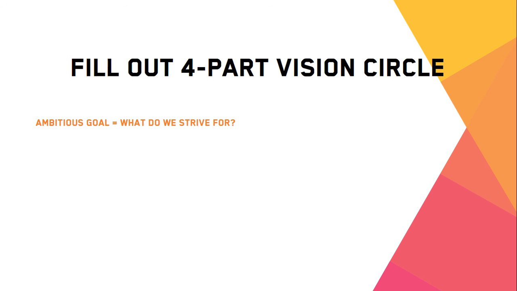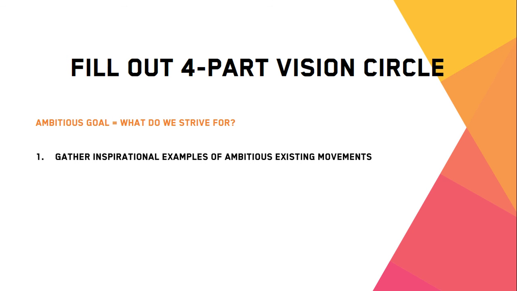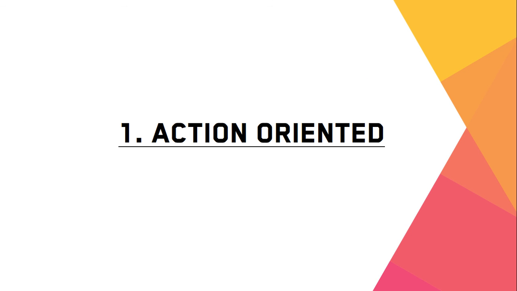And lastly, we then have our ambitious goal. So what do we strive for? It's very useful to gather inspirational examples of ambitious existing movements, to get an idea of existing ambitious goals and things you feel aligned with. And secondly, then formulate your inspirational ambitious goal, so it is inspirational. So those are the steps how to develop your vision. And I'm very excited for all of you to go through this process and create your own vision.